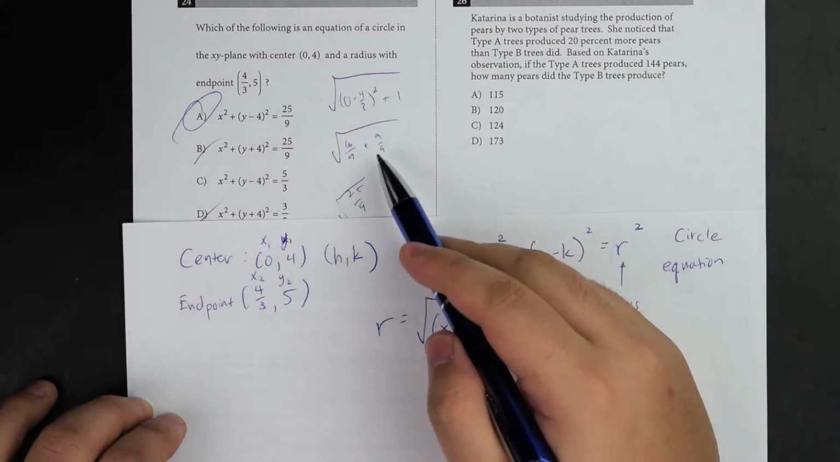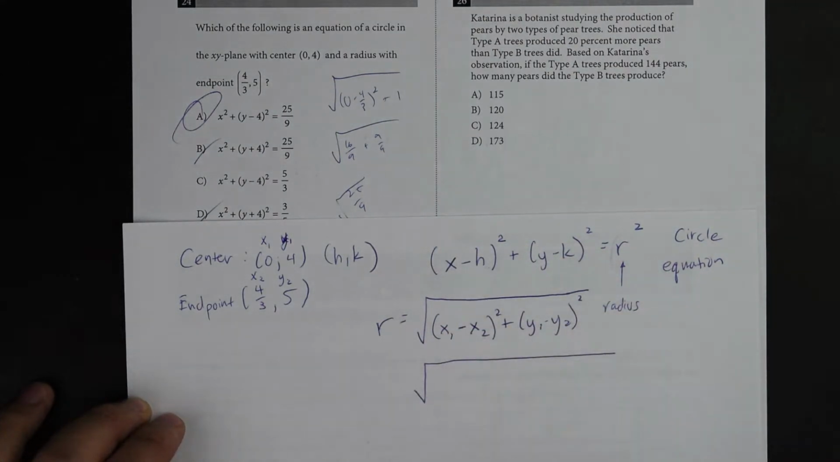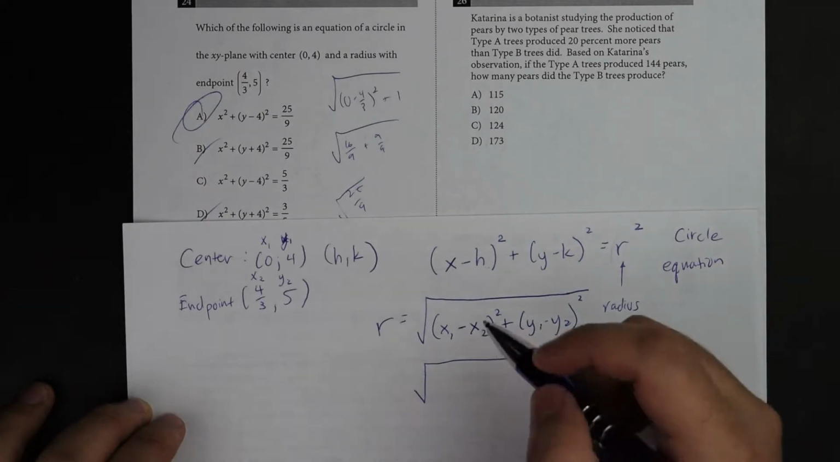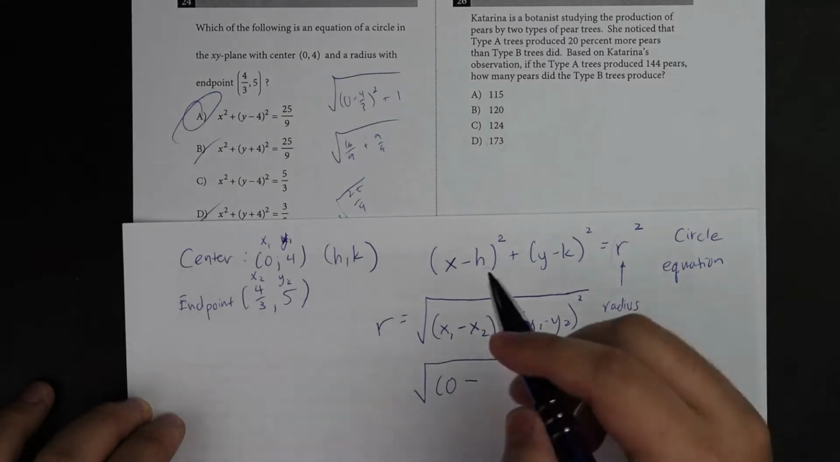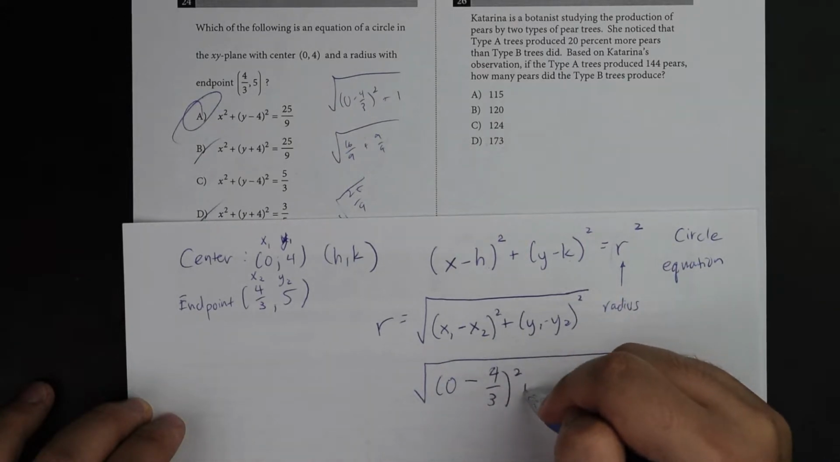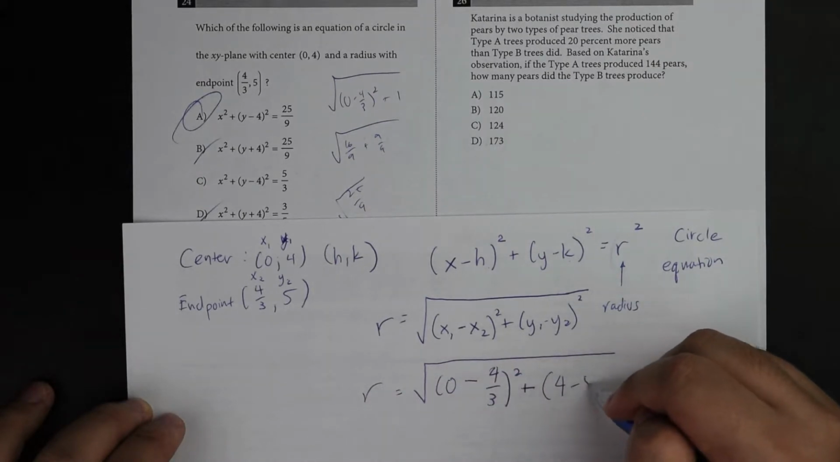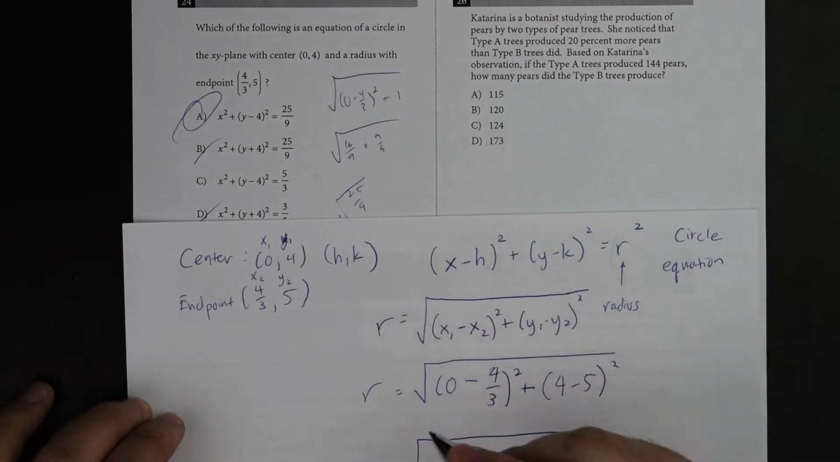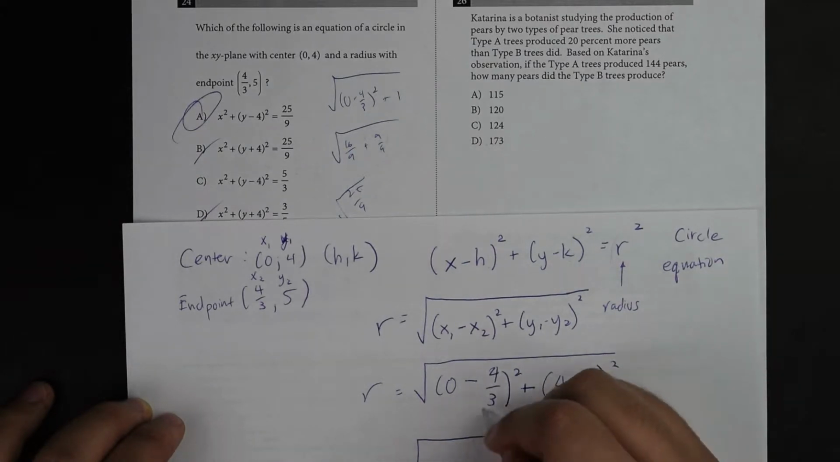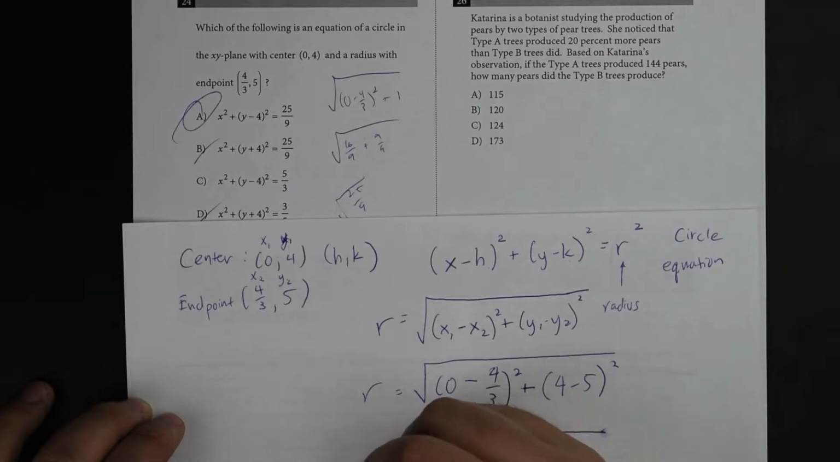When I was computing, I just jumped steps to solve it quickly. You don't need to do that per se; I saved time by doing mental math. So x1 minus x2 is 0 minus 4/3, squared, plus 4 minus 5, squared, equals r. This is negative 4/3 squared, which is 16 over 9, plus negative 1 squared, which is 1.